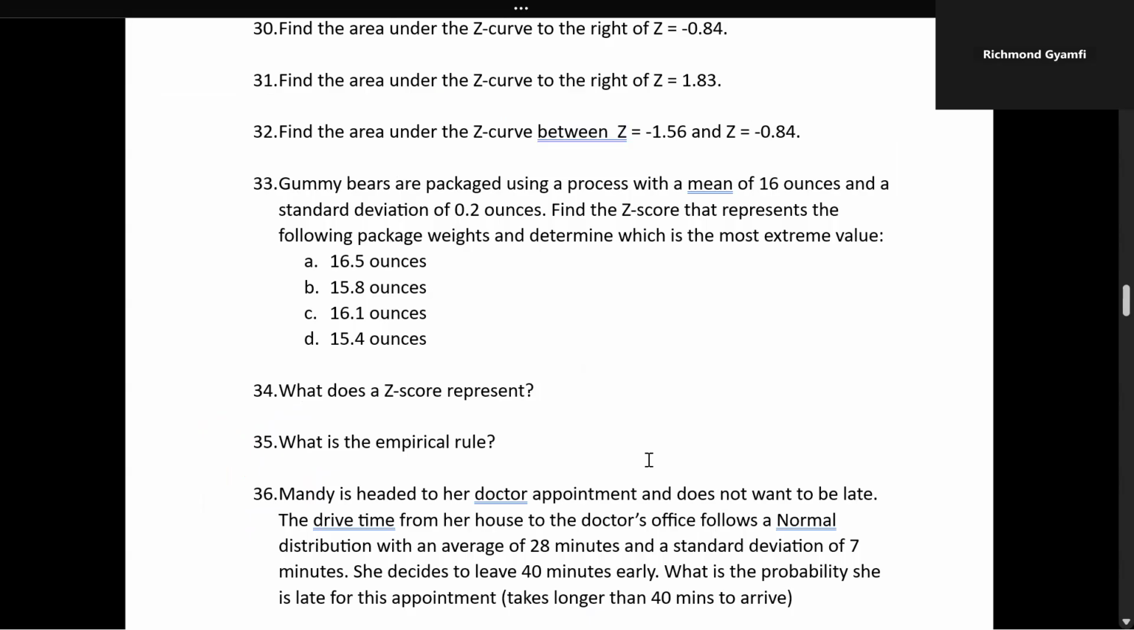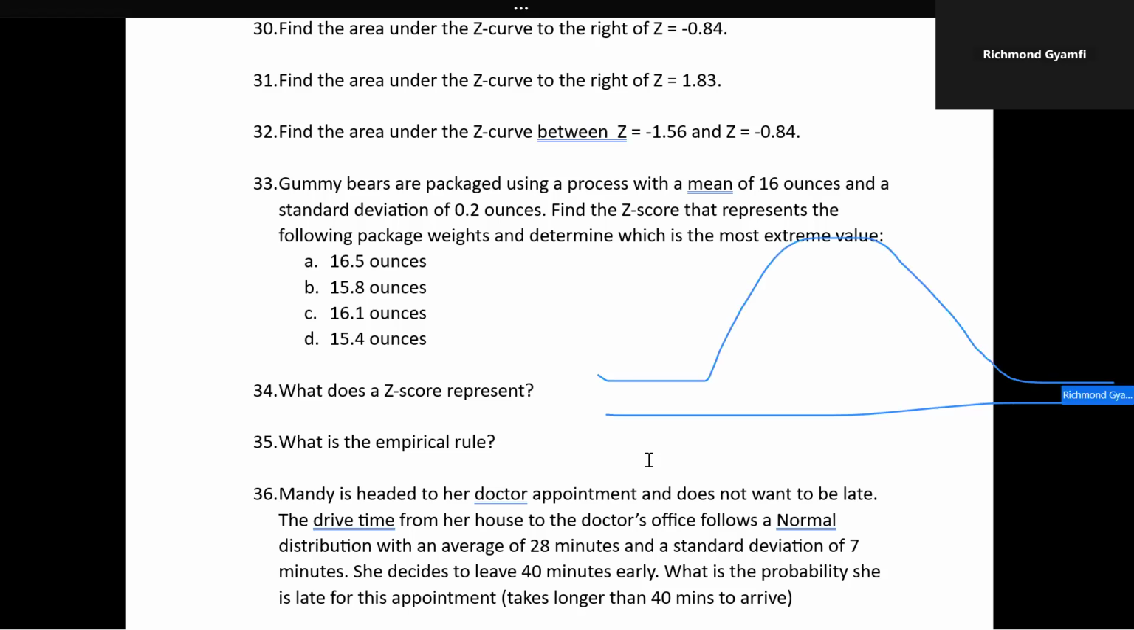So first of all, I'm going to draw. So this is 0, negative 1.56, negative 0.84. And then because both are negative, you've got to put it on the negative side. So this is the area I'm trying to find.